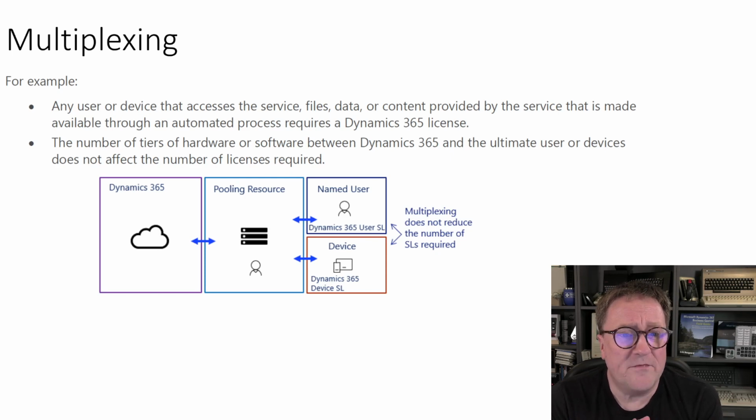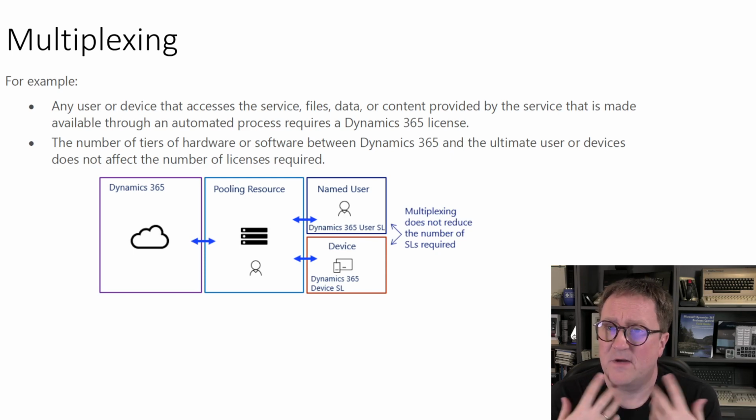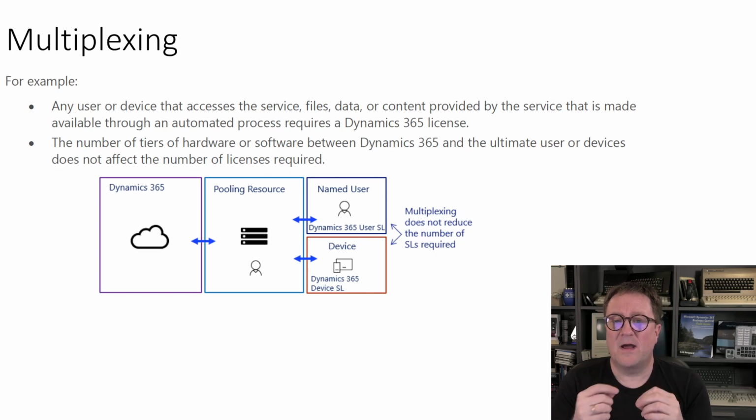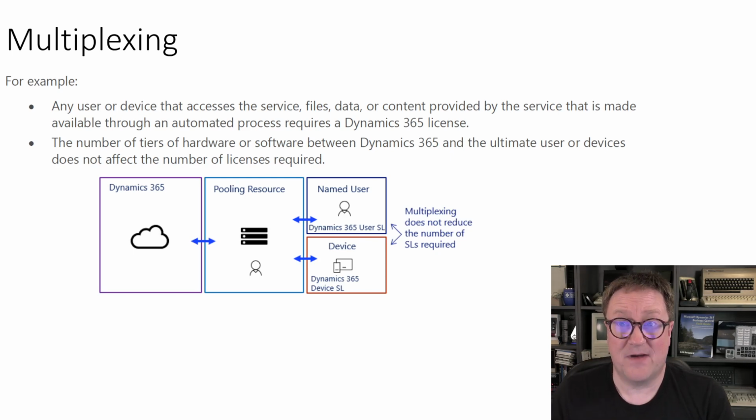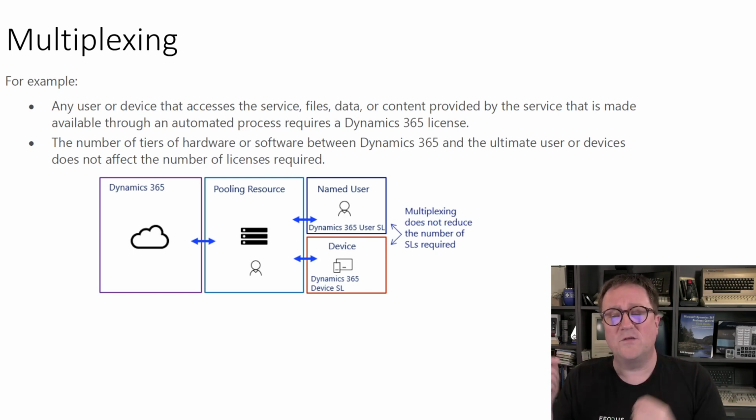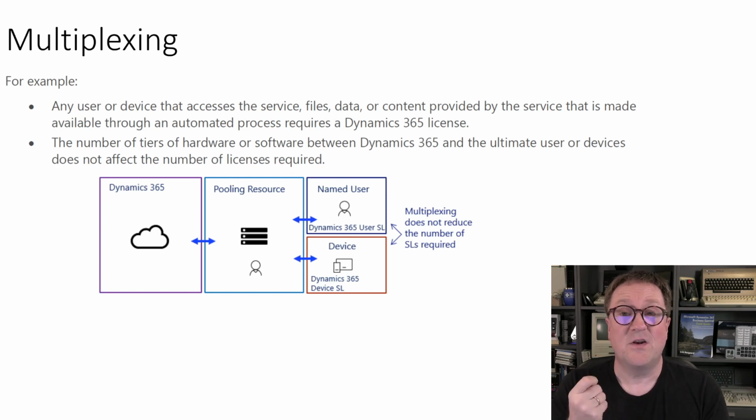Any user or device that accesses the service, aka Business Central, files, data, or content provided by the service that is made available through an automated process requires a Dynamics 365 license. The number of tiers of hardware and software between Business Central and the ultimate user or devices does not affect the number of licenses required.